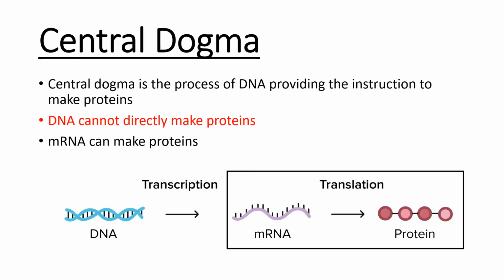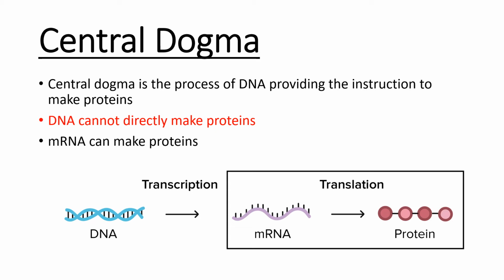Okay, so one of the first things that we're going to talk about when we talk about protein synthesis is the idea of what's called central dogma. Central dogma is going to be the process of taking DNA to make proteins. DNA, like I mentioned, cannot directly make proteins, and so that's why mRNA and RNA in general is really, really important for protein synthesis.